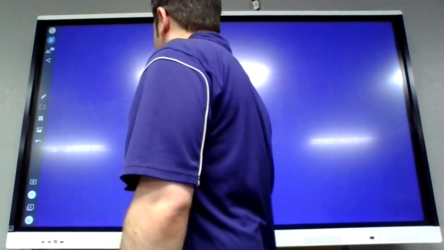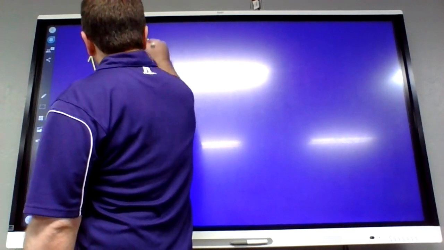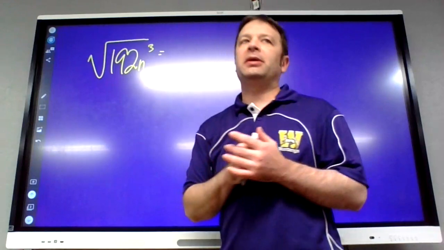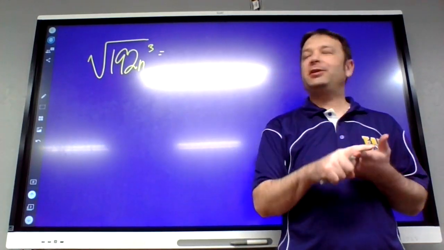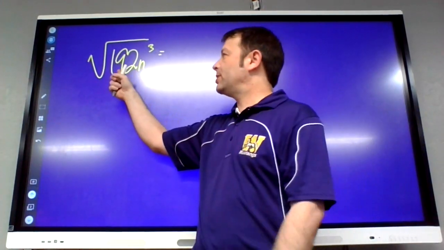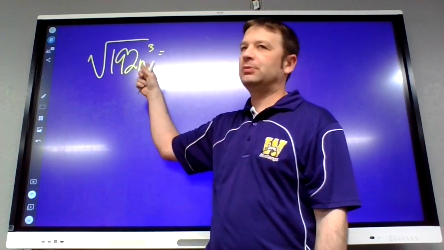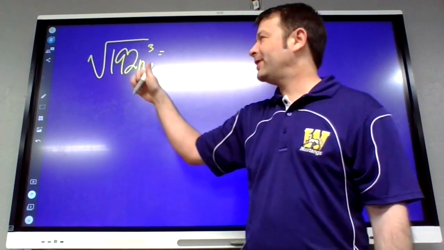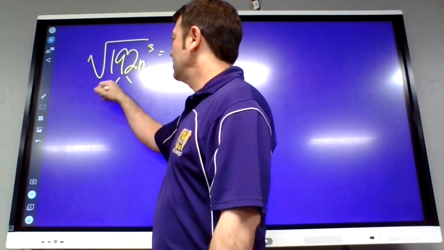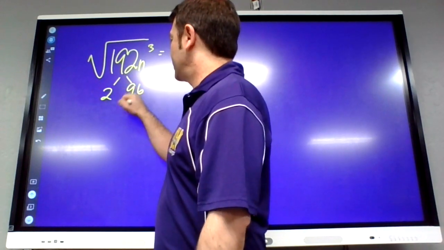Yeah, I expect this stuff to be on the quiz. How do we simplify square root of 192? Okay. Your calculator probably can do the square root of 192, but it cannot do a cubed. How do we simplify? Well, if you did it by hand, it would look like this.